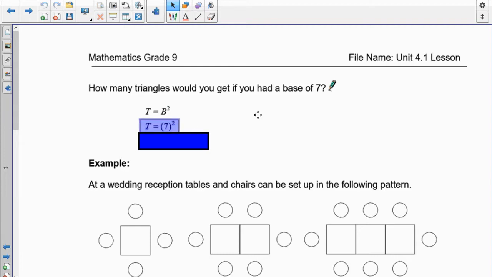You substitute, which means that the 7 is the base, right? Because it says a base of 7, so that means the base is 7. And now you work out what 7 squared, or 7 times 7, is. And of course, that's 49. So if I had a base of 7, that means I would get 49 triangles.